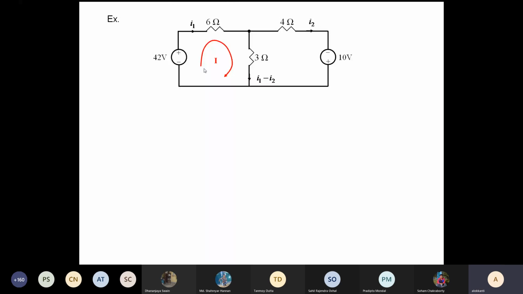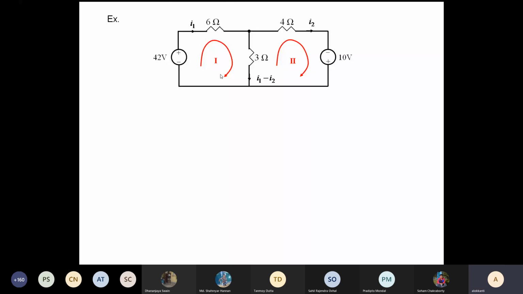The first mesh, and there can be a second mesh, because in this circuit there are basically 2 windows. One window comprises this 42 volt battery, the 6 ohm and 3 ohm, and this is one mesh. And this 3 ohm, 4 ohm, and this 10 volt battery is another mesh. Now this 3 ohm is common to both. Now, how to write down those mesh equations?